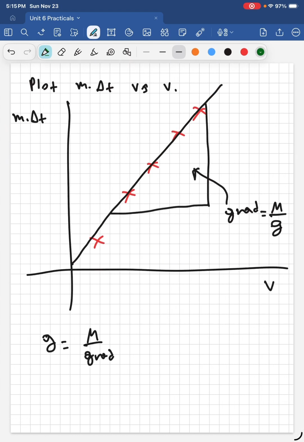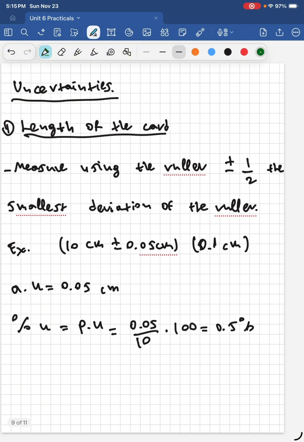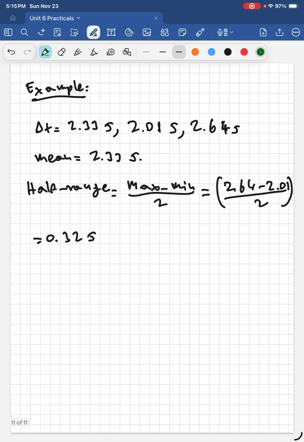Now, we came back here. Where are my uncertainties? Over here, 0.32. Now let me show you how you find the percentage uncertainty for this measurement. So the percentage uncertainty will be 0.32 over 2.33 times 100. It gives you a 13.73% error, which is large.